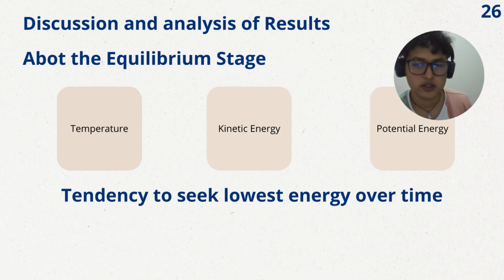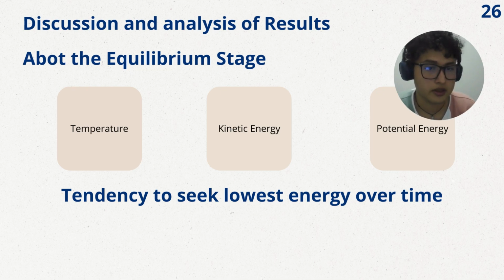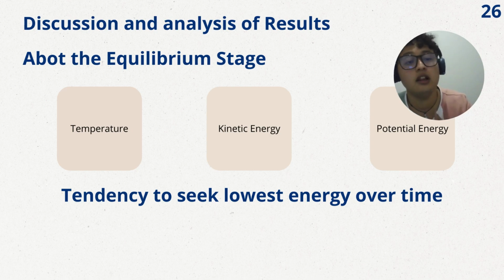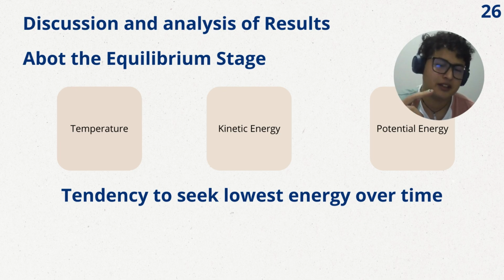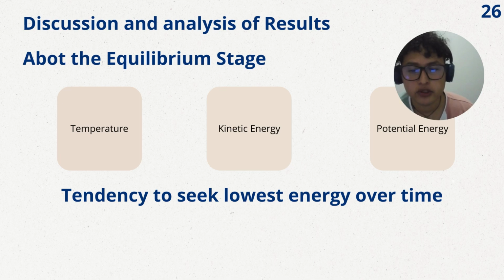Unlike the previous process, what we can observe in the equilibrium stage is that the energy seeks to be as stable as possible, because in the three graphs, temperature, kinetic energy, and potential energy, we can observe a tendency to seek the lowest energy over the time. So what we can observe is how after increasing energy a bit, the energies tend to stabilize. Again, in this process, we also observe that the higher the temperature, the higher the respective energies.